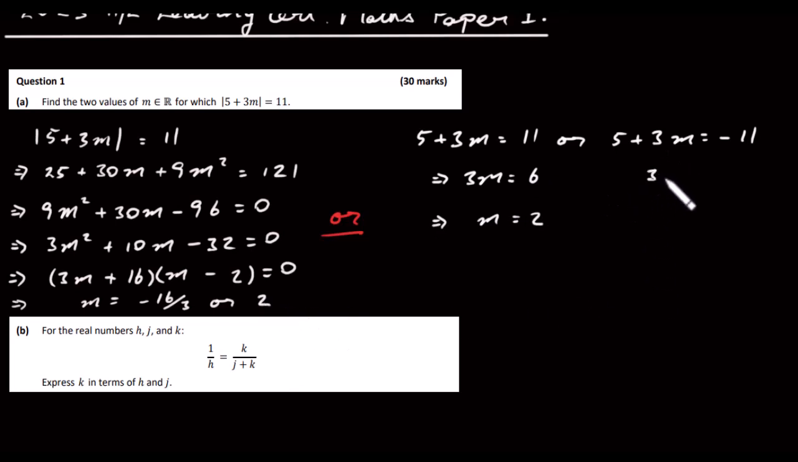Over on this side, we've got 3m is equal to minus 16. m is equal to minus 16 over 3. So again, we got that on the left-hand side here as well. So this is probably the easier way of doing it. This is slightly longer here. Okay, so let's have a look at part B.